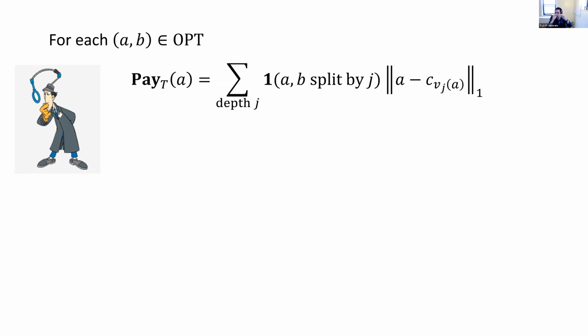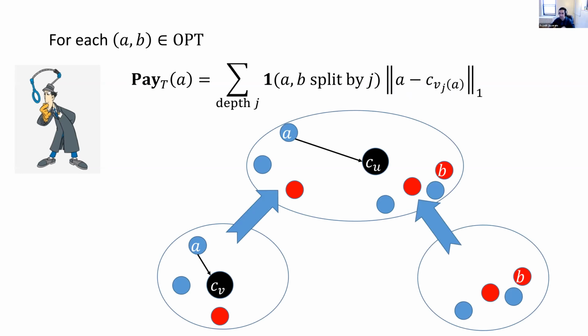Before that point, the inspector will not pay anything for that pair. But once we get to that point, the inspector is going to start paying cost for every single level below the point where they split. And the cost is going to be the distance from A to the center of mass of the vertex that A is contained in. So the picture is we keep going down the tree and we don't pay anything until we get to some vertex here where A and B split, because here A goes into the left subtree and B goes into the right subtree.